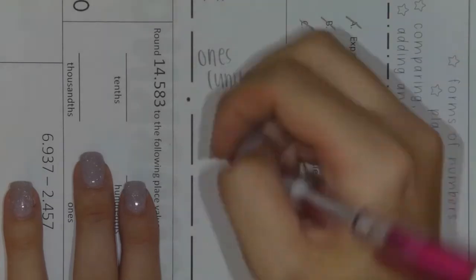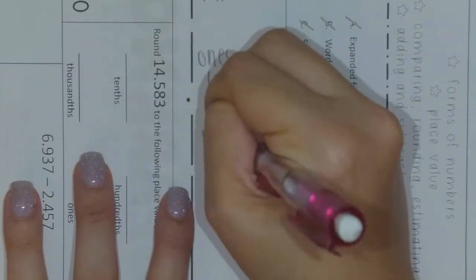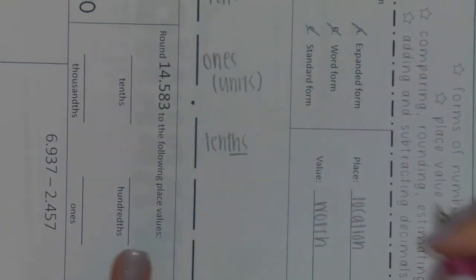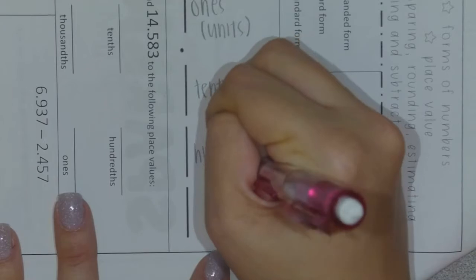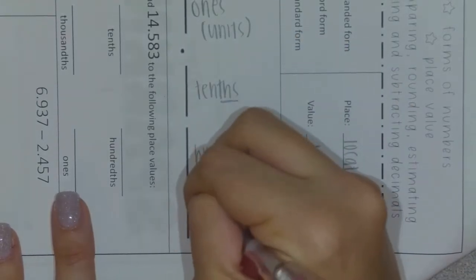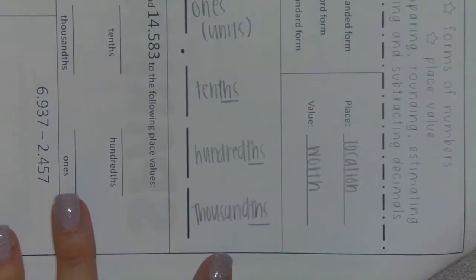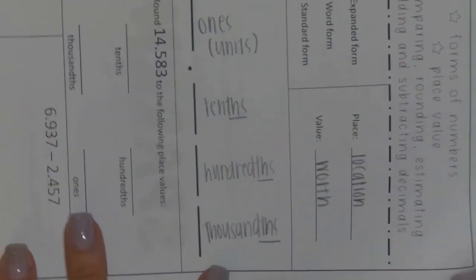Then moving from the decimal, the closest one on the other side would be the tenths. Remember, we always over enunciate that, the THS. Then we have our hundredths and our thousandths. So anytime we're looking at place value and we see that THS, that means it is a decimal. It's smaller than 1.